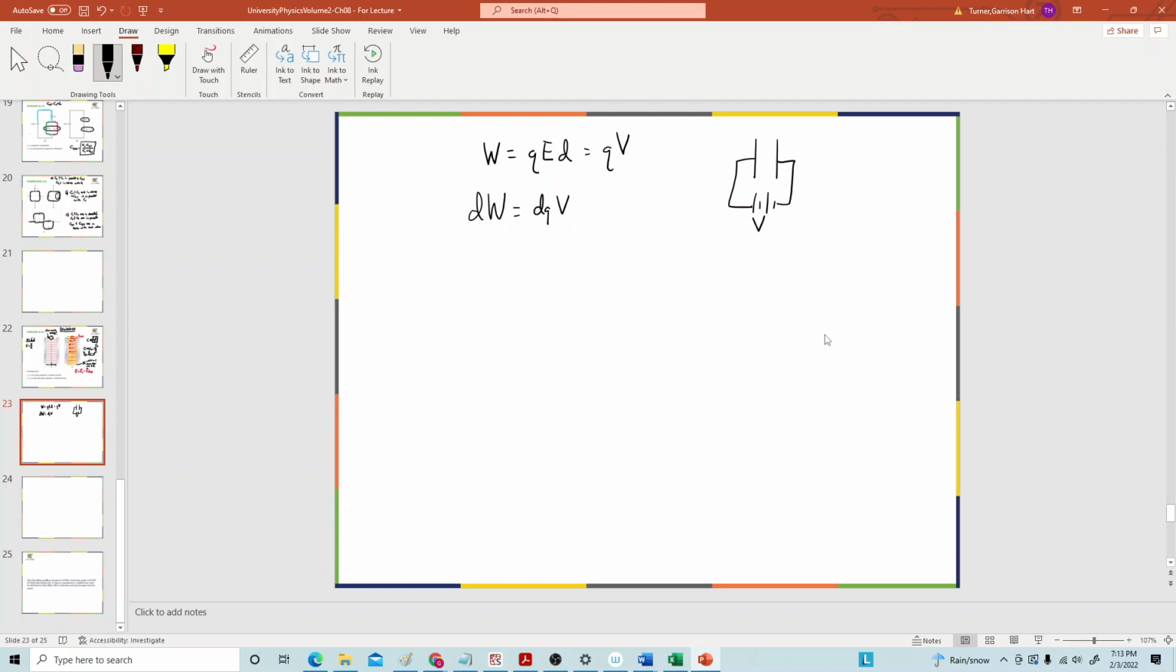Now, remember that Q is equal to CV. And C is a constant. Again, C is just based on the geometry of your system. So, if I want to obtain an expression for dQ, this is then going to be C dV. So, the V here is the voltage across the plates.